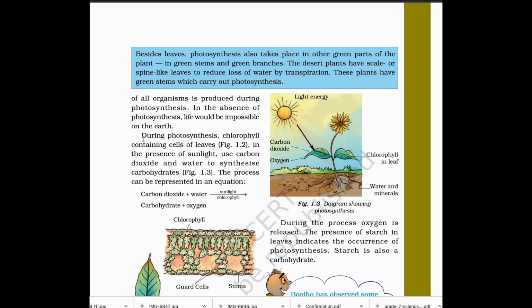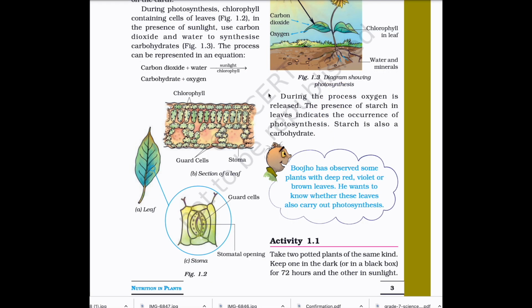During photosynthesis, chlorophyll containing cells of leaves in the presence of sunlight use carbon dioxide and water to synthesize carbohydrates. The process can be represented in an equation. Carbon dioxide plus water in the presence of sunlight and chlorophyll prepares carbohydrate plus oxygen. During the process, oxygen is released. The presence of starch in leaves indicates the occurrence of photosynthesis. Starch is also a carbohydrate.